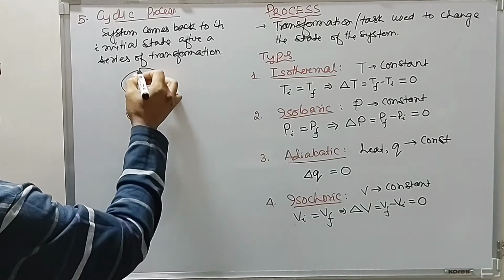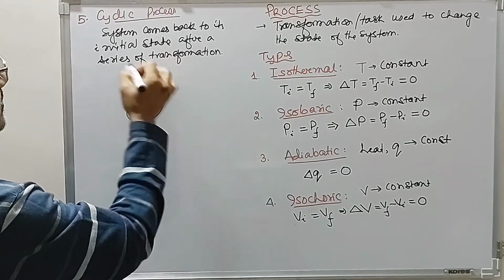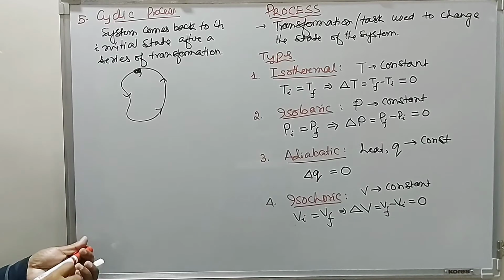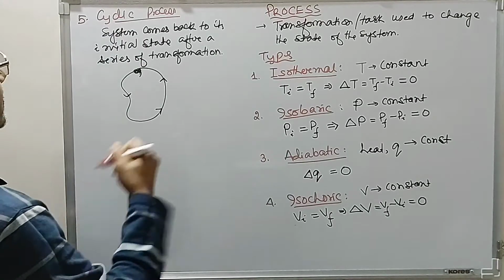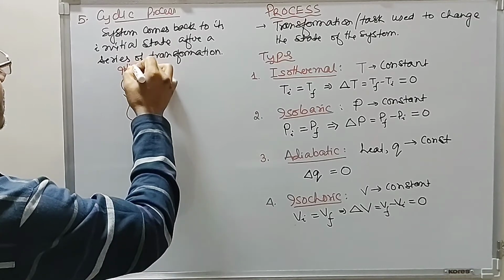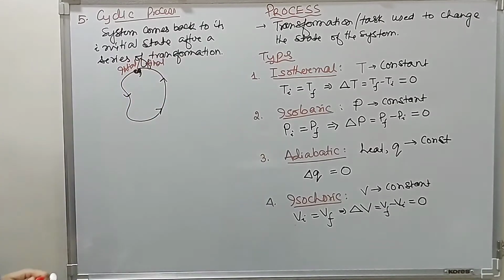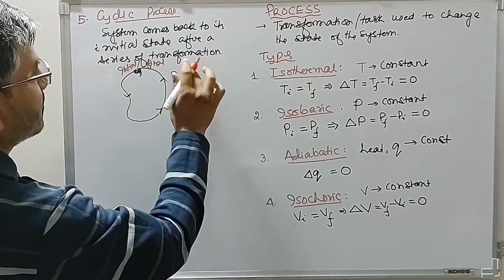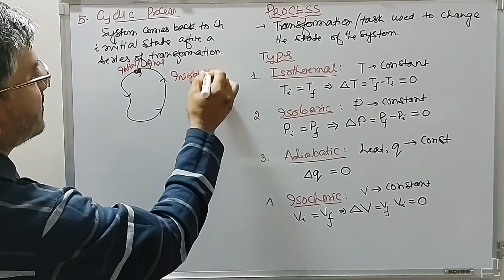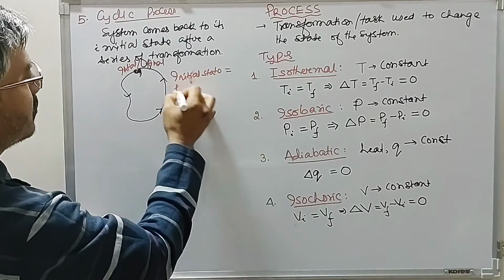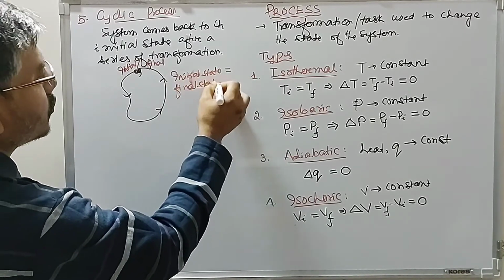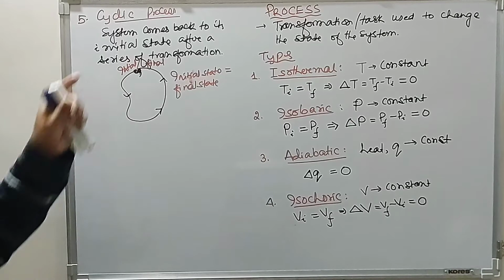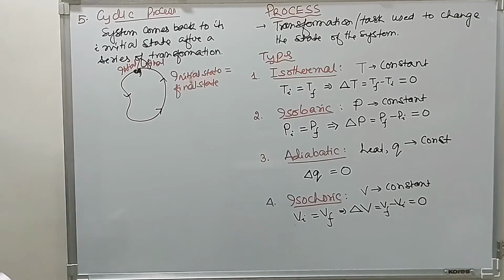Suppose look at this. This was the initial state and this is also the final state. We are having this transformation. So this point is your initial as well as final state. So in a cyclic process, the initial state is always equal to the final state. Though there is a transformation, after this the system is reverting back to the initial state. That is what we call a cyclic process.